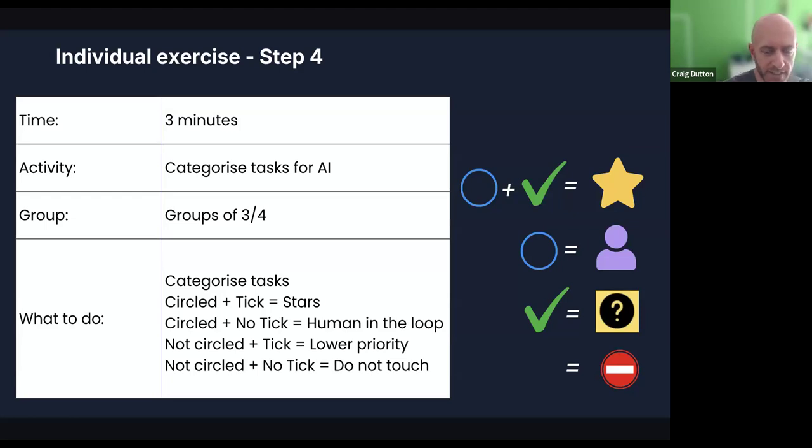So if circled and tick, that is your star item. So that is your star. If it's just a circle, that's a human in the loop. If it's not circled and you've just got a tick, then that's your lower priority. And not circled and no tick, so it has nothing, then we're not going to touch that one. Okay.